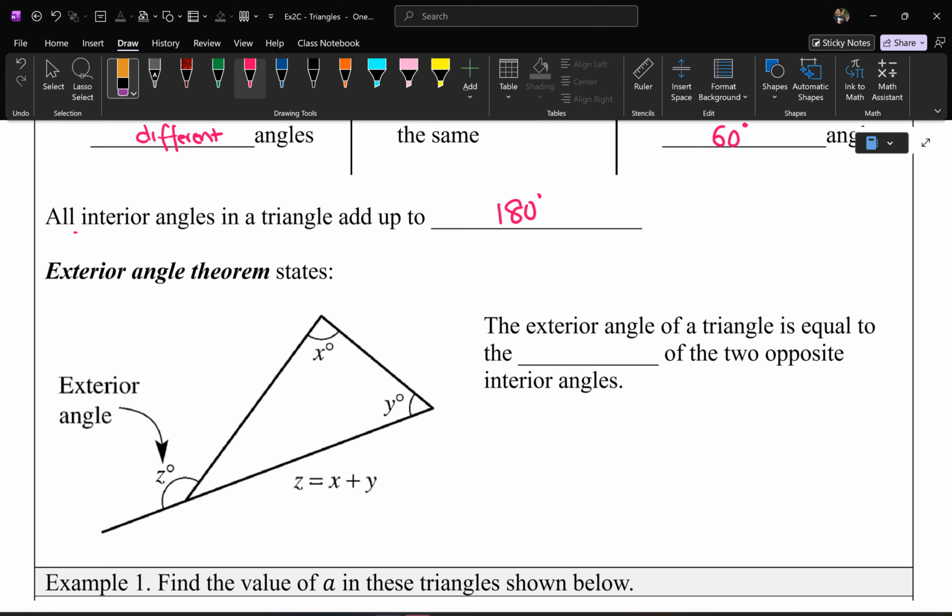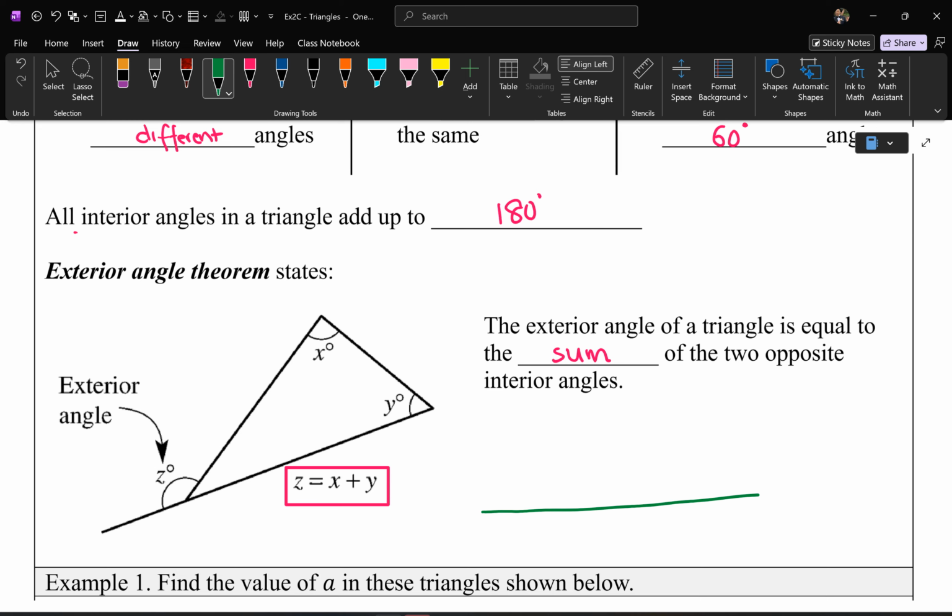So what do you fill in? It says the exterior angle of a triangle is equal to the sum of the 2 opposite interior angles. Here's the formula to help you remember. If you draw the diagram in your notes, Z is equal to X plus Y. I can show you the proof to this very logically as well.